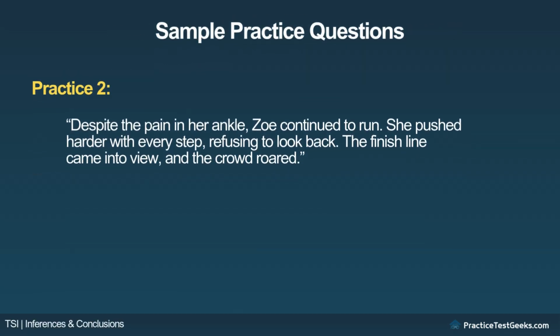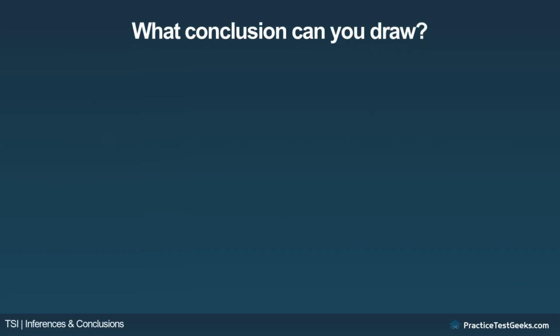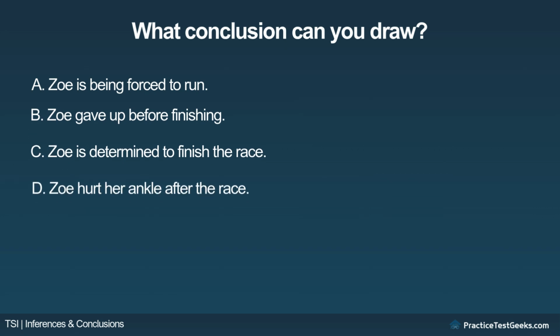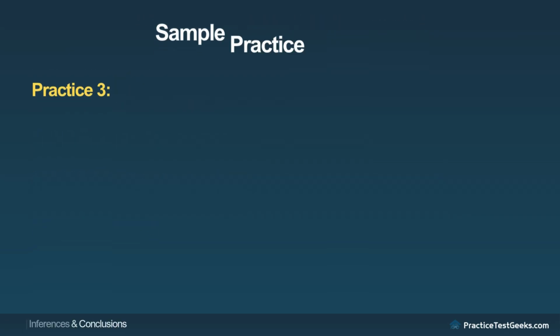Practice 2. Despite the pain in her ankle, Zoe continued to run. She pushed harder with every step, refusing to look back. The finish line came into view, and the crowd roared. Question. What conclusion can you draw? A. Zoe is being forced to run. B. Zoe gave up before finishing. C. Zoe is determined to finish the race. D. Zoe hurt her ankle after the race. Correct answer, C.